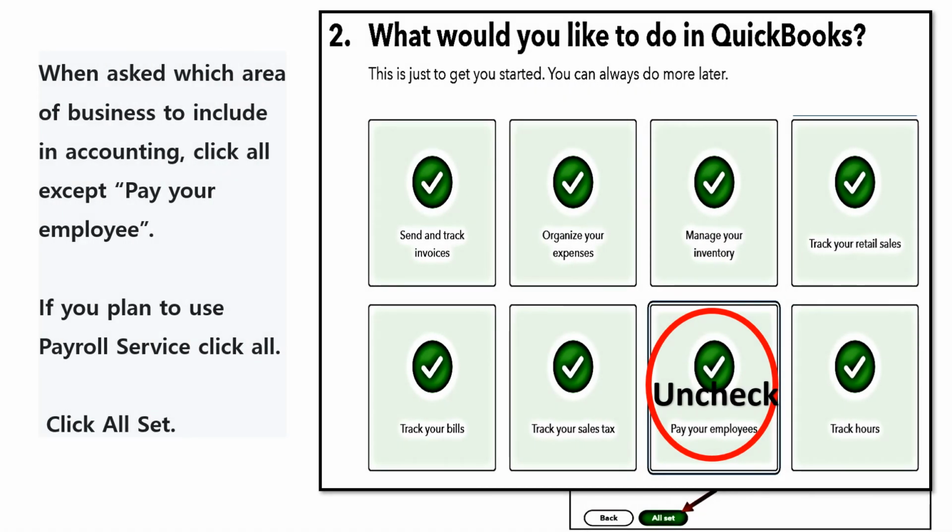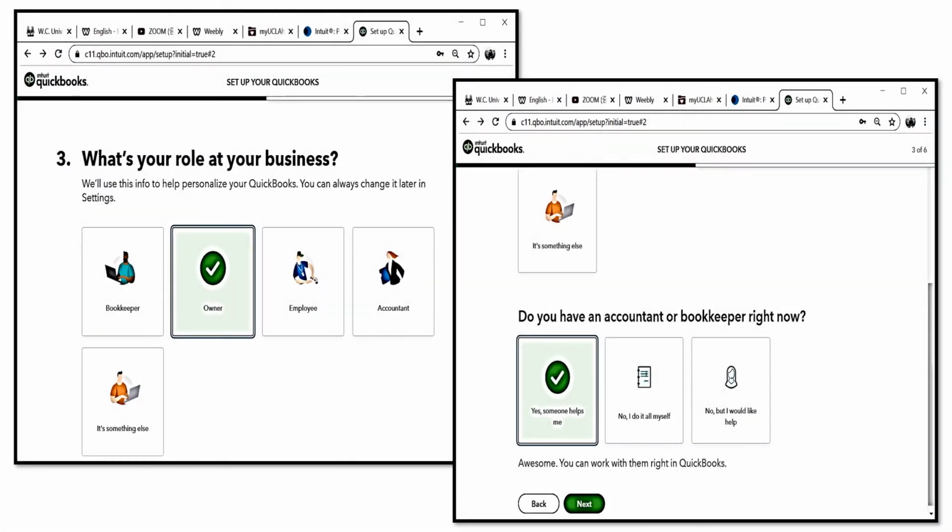When asked which area of business to include in accounting, click All except Pay Your Employee. If you plan to use payroll services, click All. After, click All Set. What's your role at your business? You may click Owner. Do you have an accountant or bookkeeper right now? So you can say yes.